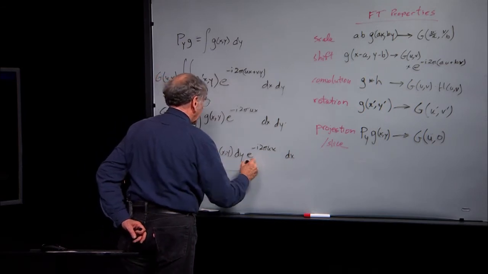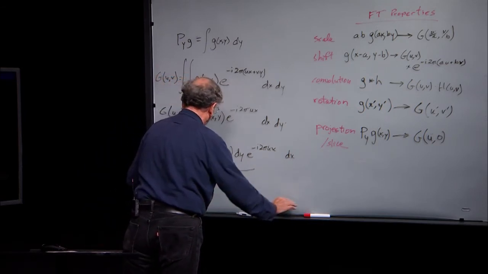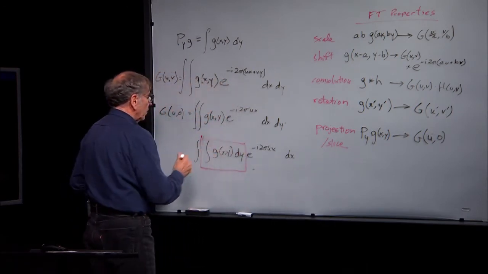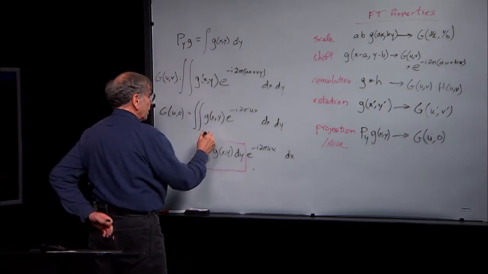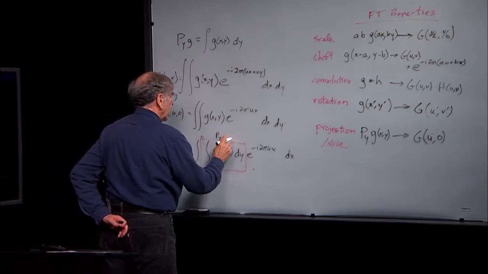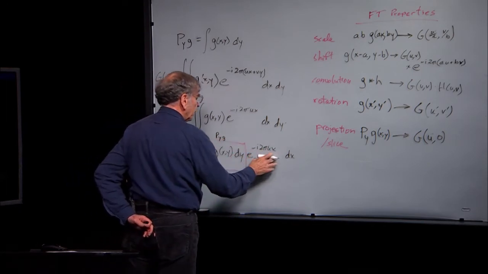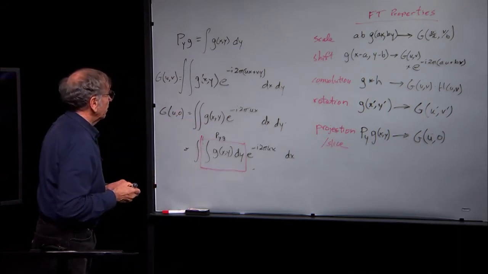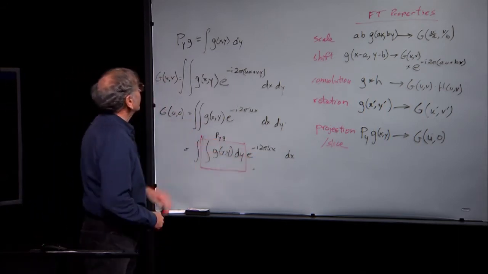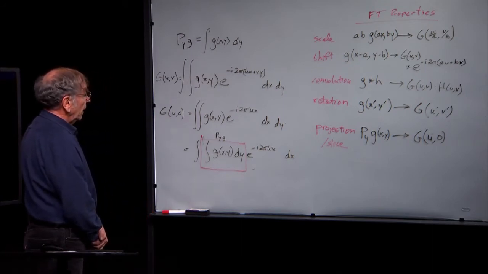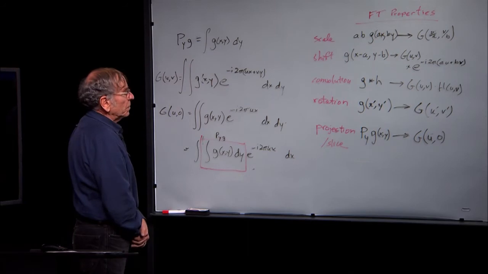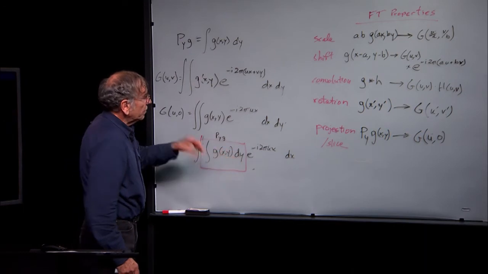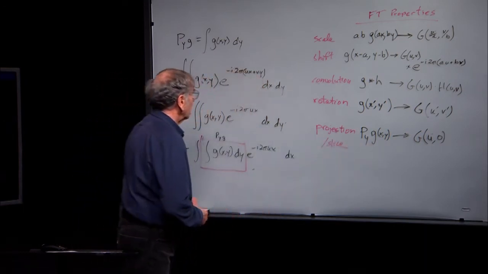And you'll notice that what I have here in this box, which I'll make red because it's so cool, is, of course, the projection of g. So this is p sub y g inside this box. And we're taking the Fourier transform of it, and that is now g of u comma 0, the 1D Fourier transform of the projection of g.